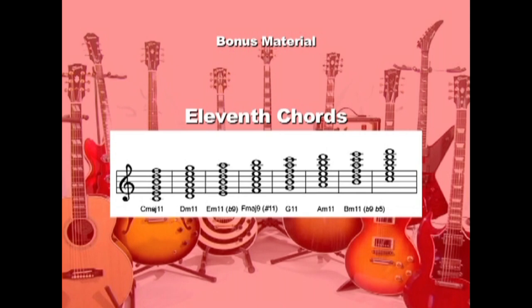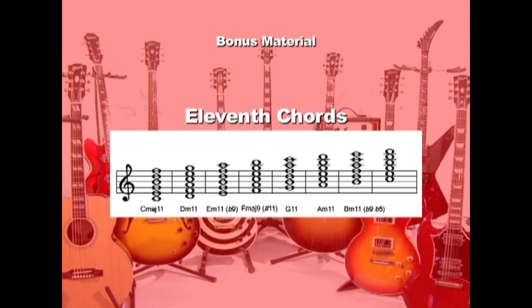The two chord, D, will build a D minor 11th chord: D, F, A, C, E, and G. The three chord is an E minor 11, flat 9, when we stick to the scale, consisting of E, G, B, D, F, and A. It is often altered to an E minor 11 by raising the ninth to an F sharp: E, G, B, D, F sharp, A.